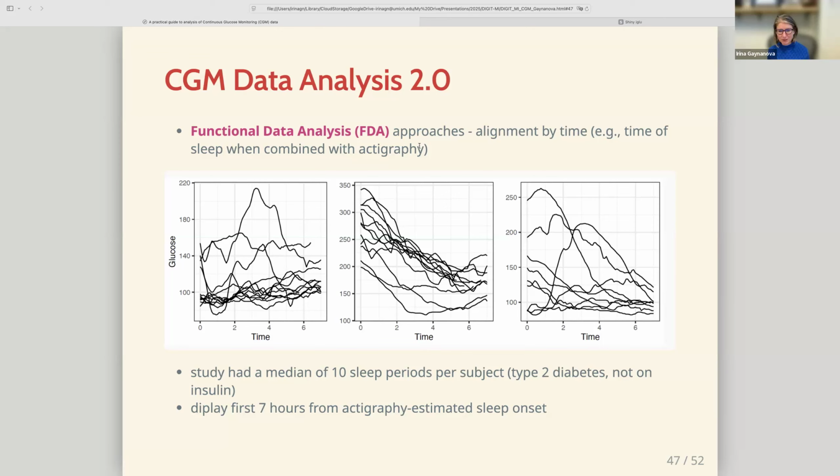These are people with type 2 diabetes that are not on insulin. And you can see that there is high variability. Here we had roughly 10 sleep periods per each person, and we displayed 7 hours. But by aligning by this time, you can now start thinking both on what the variation with respect to the time, but you can also look at the time-related associations.